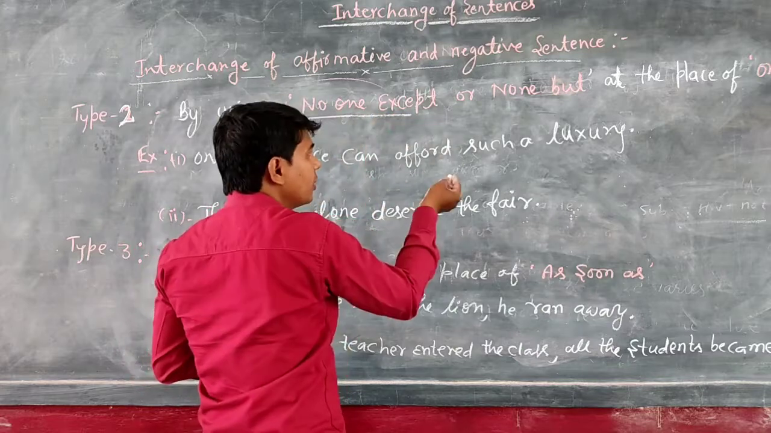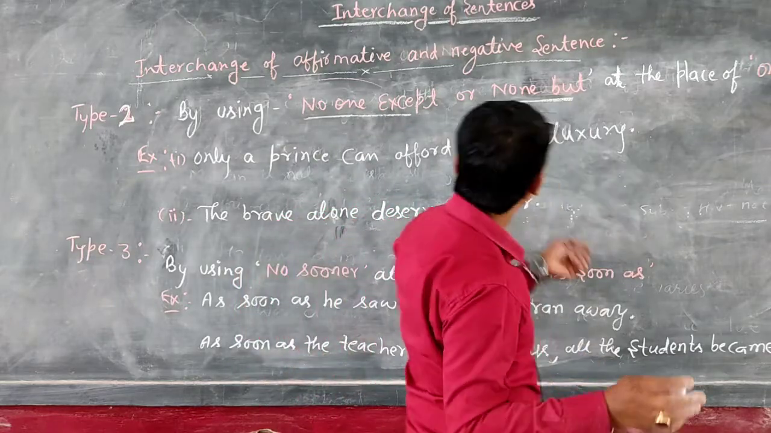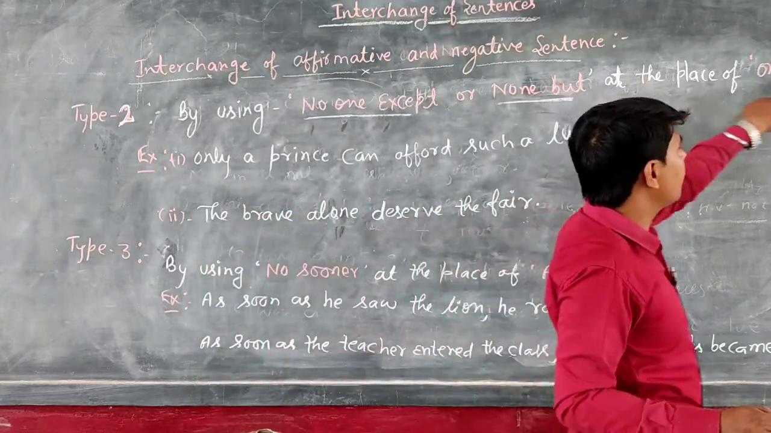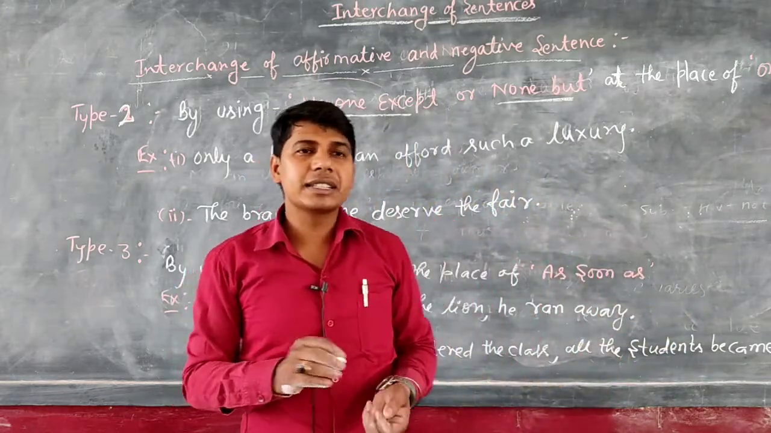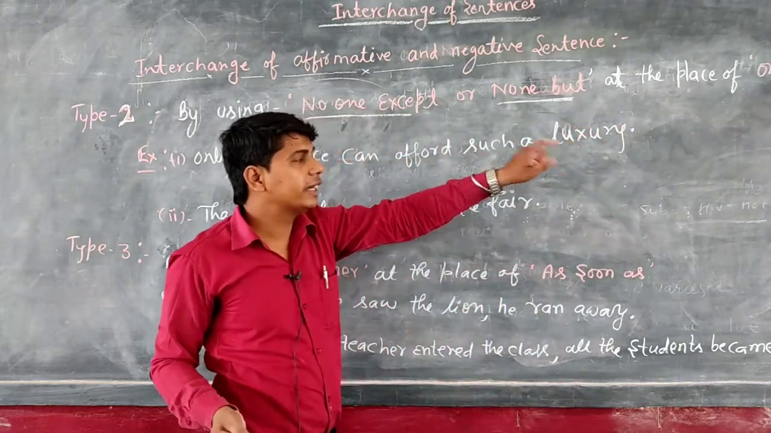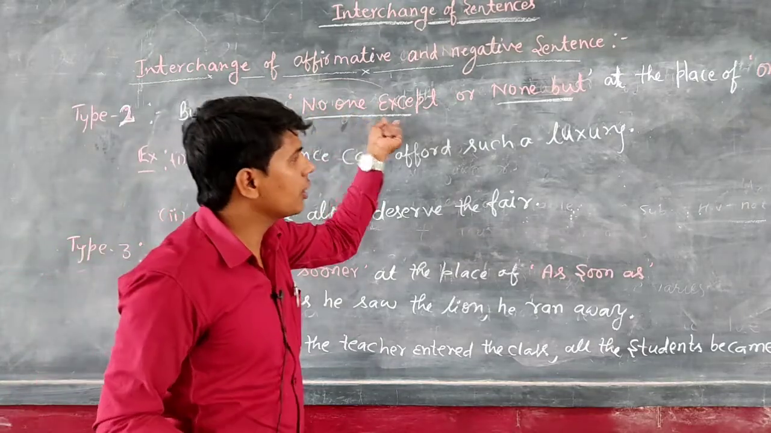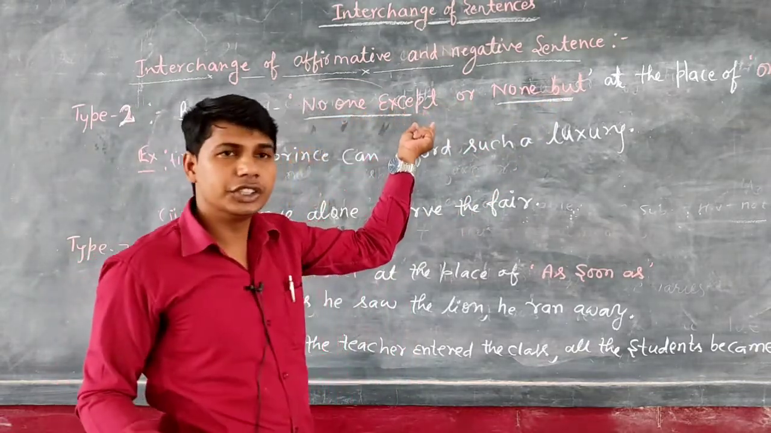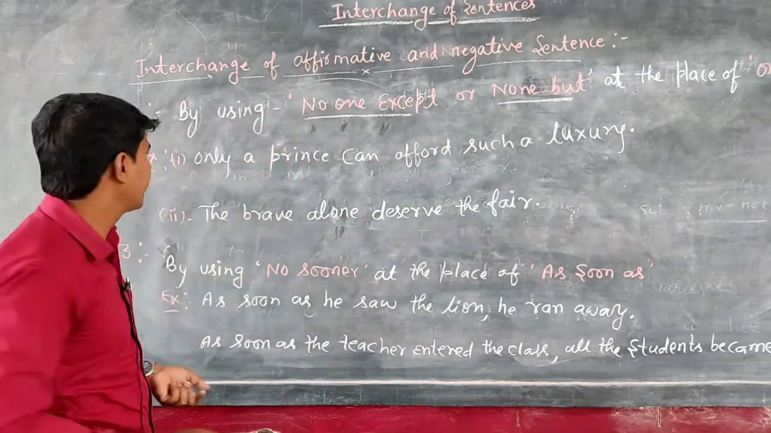We can interchange an affirmative sentence into negative by using either no one except or none but at the place of only or alone. If the affirmative sentence contains the word only or alone, then only or alone is replaced by the words no one except or none but. You are free, any one of these two words you can use at the place of only or alone. Okay? So let's see some examples.